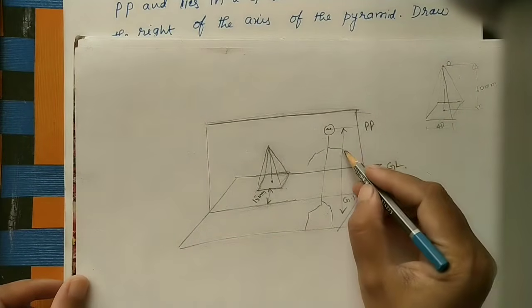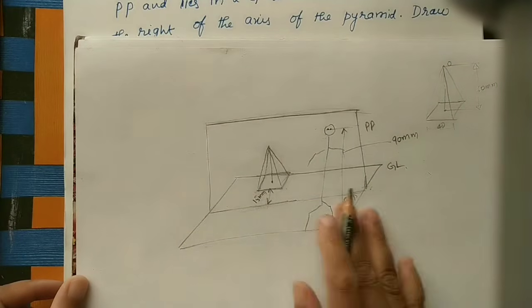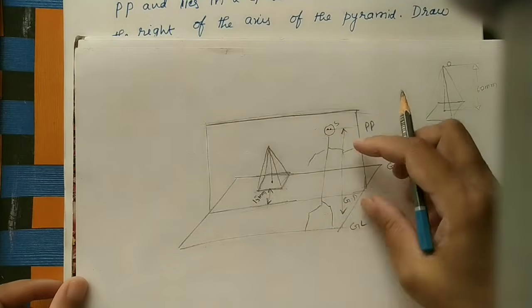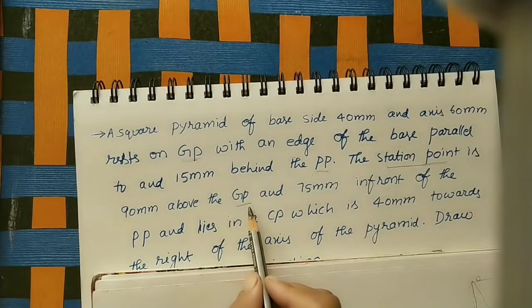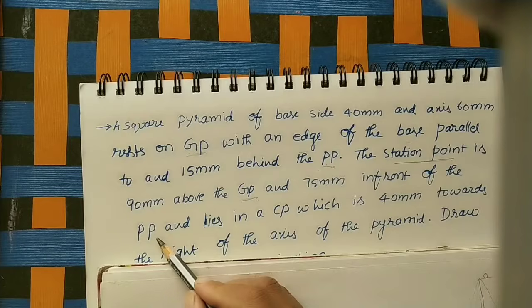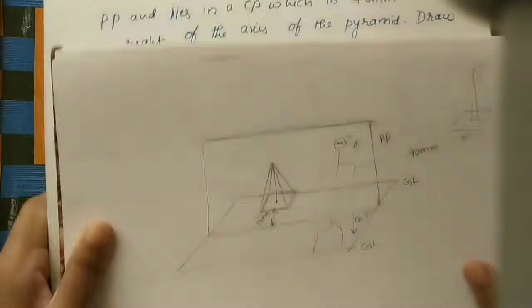Roughly I am marking this dimension, 90 mm from the ground plane. He is standing on the ground plane. The station point is S. The station point is 90 mm above GP and 75 mm in front of PP. From the picture plane, he is standing 7.5 centimeter in front of the plane.